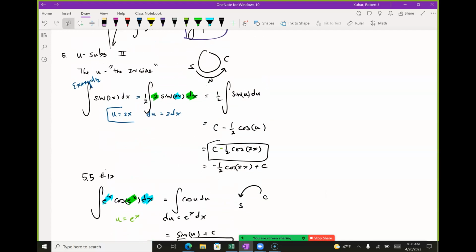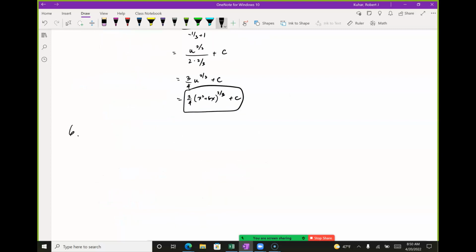All right, next method. That was method level 5 of my integration methods. If you see a complicated inside, you'll probably jump to that method quickly. This is another level of u subs, level 3. I'm going to be taking the downstairs as u. So 6th method, u sub 3: let u be the downstairs, the entire denominator.